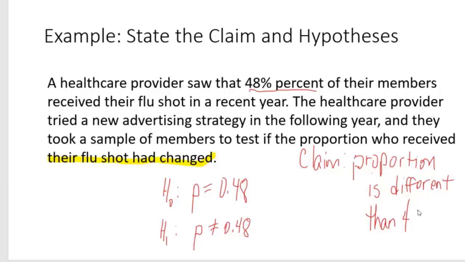Now the claim could end up being the null hypothesis, or the claim could end up being the alternative hypothesis. You can't say for sure it's always going to be the alternative one. Because if they were saying they felt like it was still the same, then their claim would be that it was the same. But we would still have to have an alternative hypothesis.